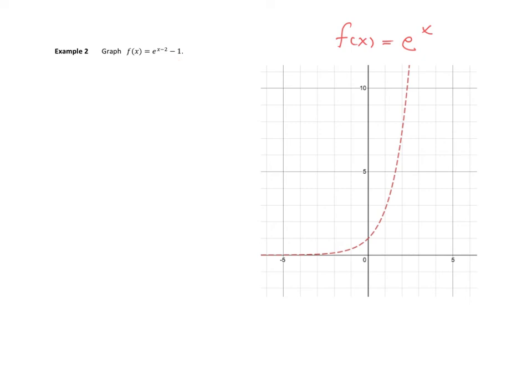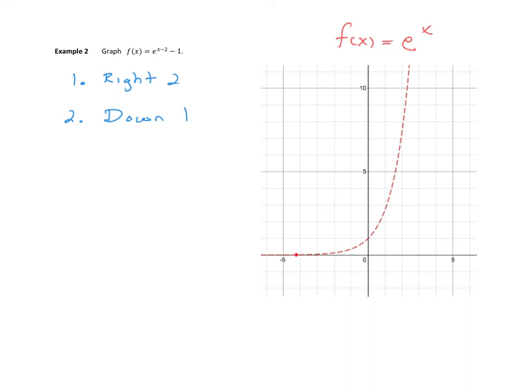So again, I'm looking at this function, and I'm saying, oh, well, there's two changes. For starters, here we have an x minus 2 in the exponent instead of just an x. That's changing the x values. It'll be the opposite of what I expect, so it's going to go right 2 places. Now this minus 1 is changing the y values, so it's going to go down 1 place.